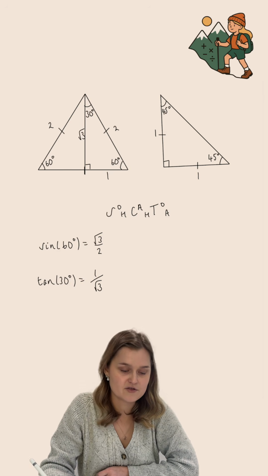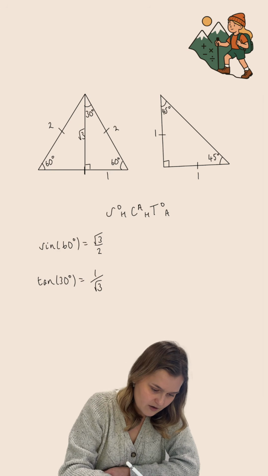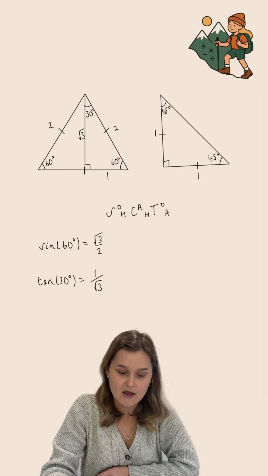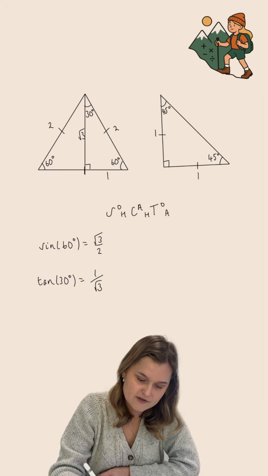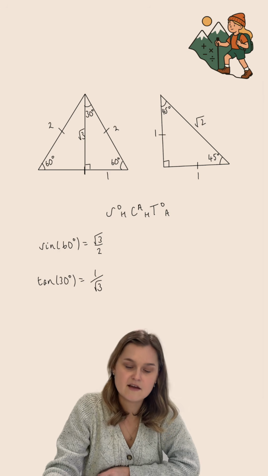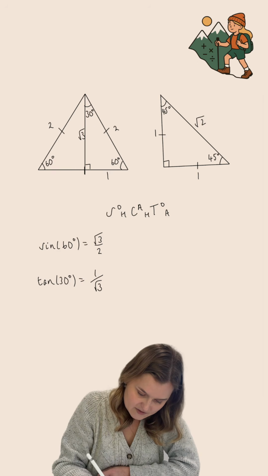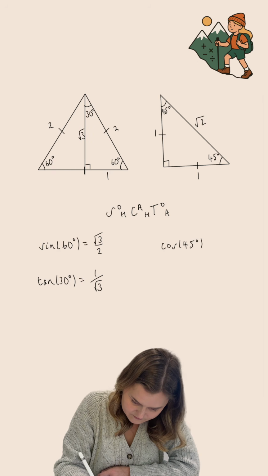Now let's move over to the other triangle, which gives us our values of 45 degrees. So my other triangle is a right-angled isosceles triangle, and the 2 equal sides are both equal to 1. So again, using Pythagoras, I can calculate that this side here, the hypotenuse, is equal to the square root of 2. Now let's say we wanted to calculate cos of 45 degrees.